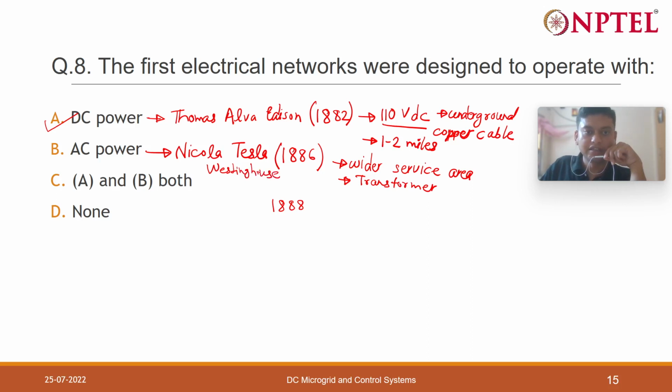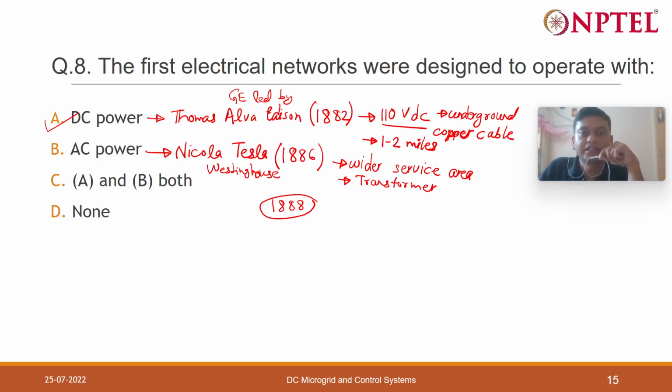And this Thomas Alva Edison worked at General Electric. So General Electric, led by Thomas Alva Edison, and Westinghouse, led by this Nikola Tesla, had a battle at that time over which power system should be used. At that time, power electronics were not that much developed. So what happened is that Nikola Tesla easily won the game.